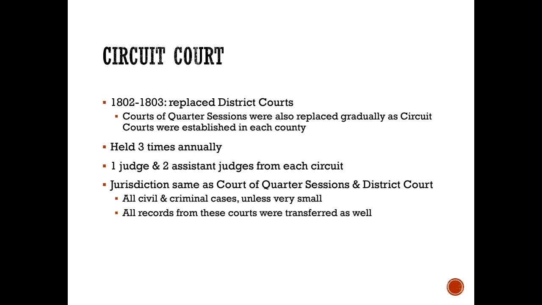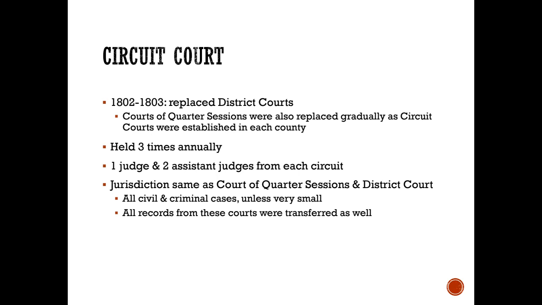So when the circuit courts were first created, they were replacements for the district court system. The courts of quarter sessions were also gradually replaced slowly as each county established a circuit court. But when they were first created, they covered multiple counties. So the judges would travel around the counties holding court, which is where the circuit part of their name came in. They kind of traveled in a circle, a circuit.